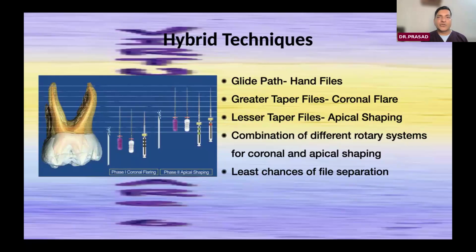There is another technique which is called a hybrid technique. It is a hybrid technique actually, where the glide path is prepared with the hand files. I will come to what is glide path. Greater taper files are used for coronal flare, for example, SX file of the ProTaper system. Lesser taper files for apical shaping, example is S2 and F1. Combination of different rotary systems for coronal and apical shaping. Least chances of file separation. So again, this is a good technique to use on the regular basis.